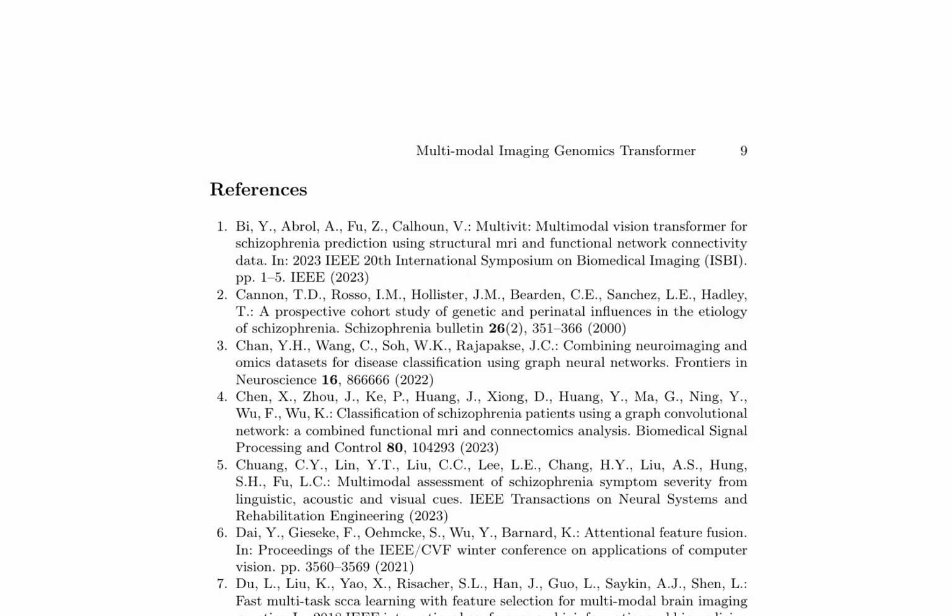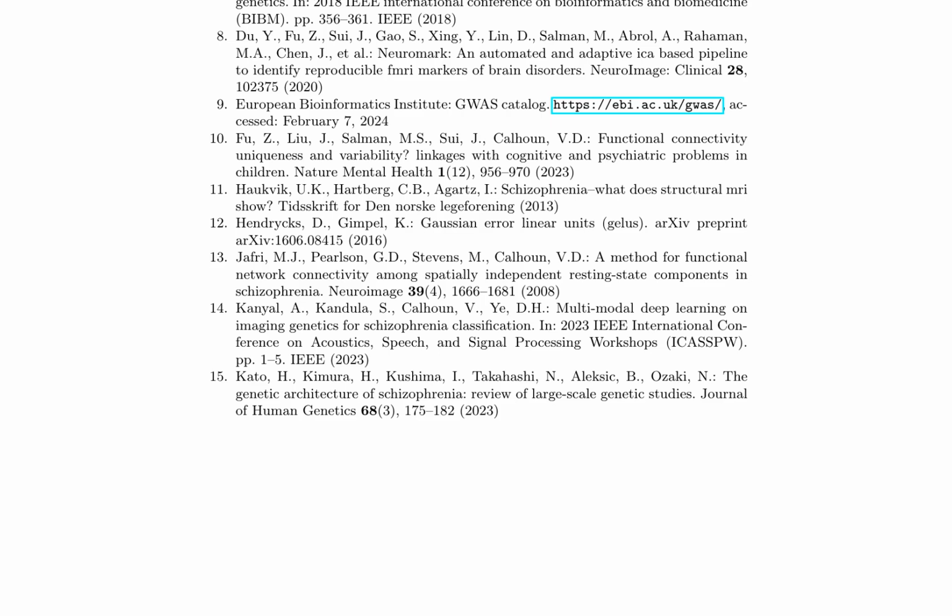The authors provide an extensive list of references, highlighting various researchers' work on topics such as multimodal vision transformers, graph neural networks, and attentional feature fusion. The paper discusses the significance of imaging genetics in schizophrenia research, citing studies that have used functional MRI and connectomics analysis to classify schizophrenia patients. It also highlights the use of machine learning approaches, such as Gaussian error linear units, GELUs, and attentional feature fusion, to analyze imaging genetics data.